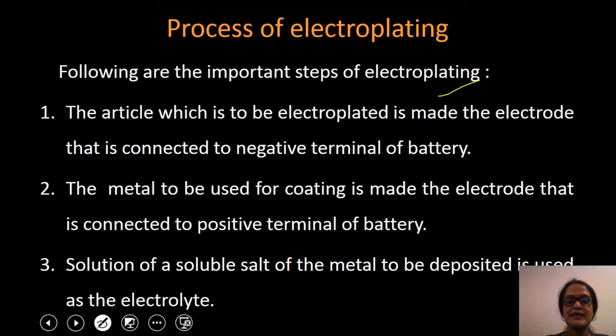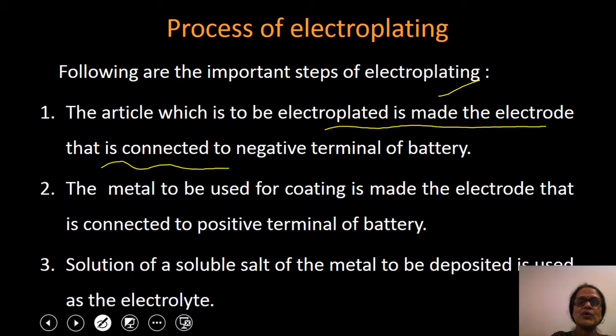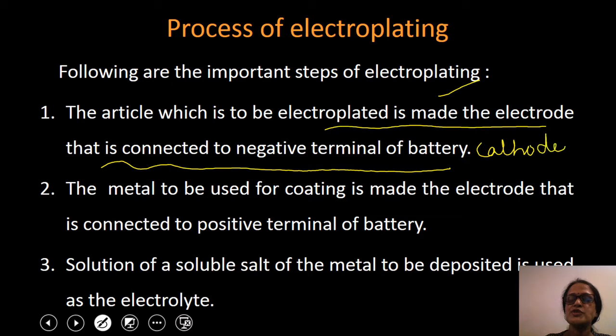As I discussed earlier, the article which is to be electroplated is made the electrode that is connected to the negative terminal of the battery. So the negative terminal of the battery is called as cathode. Suppose you want to electroplate a spoon with copper. So you have to connect that spoon to negative terminal of the battery. Means you have to make that spoon as cathode.